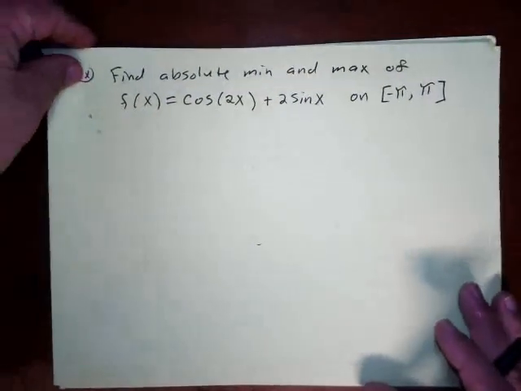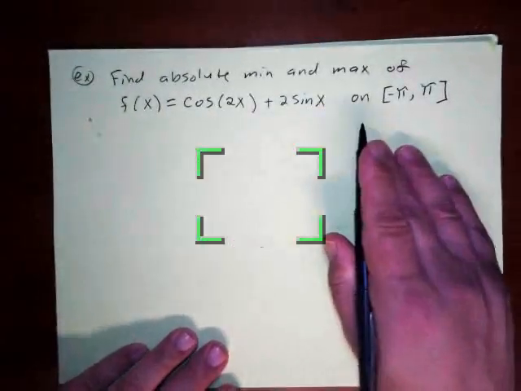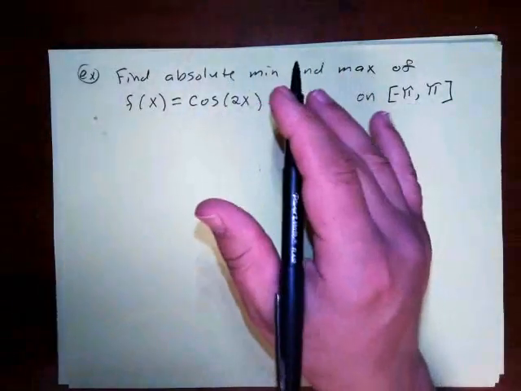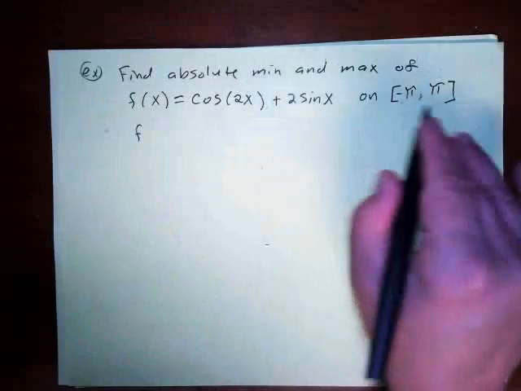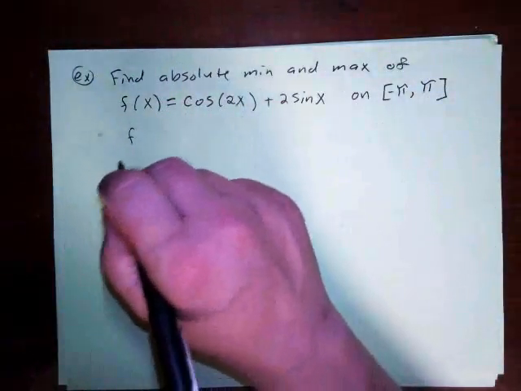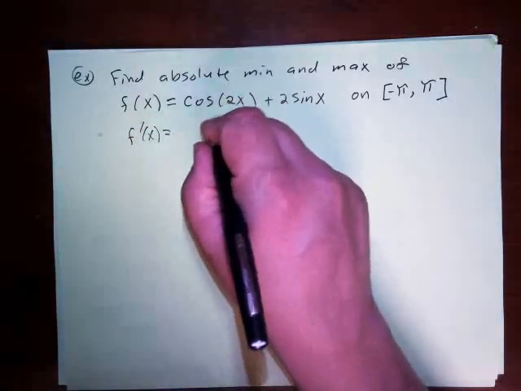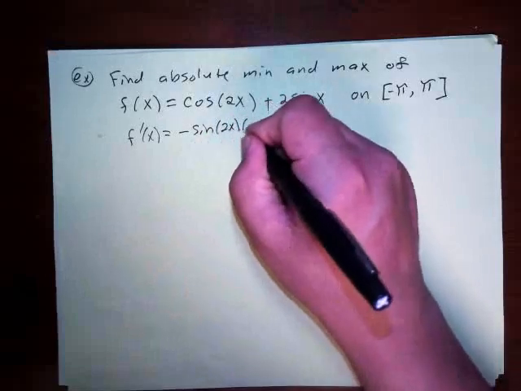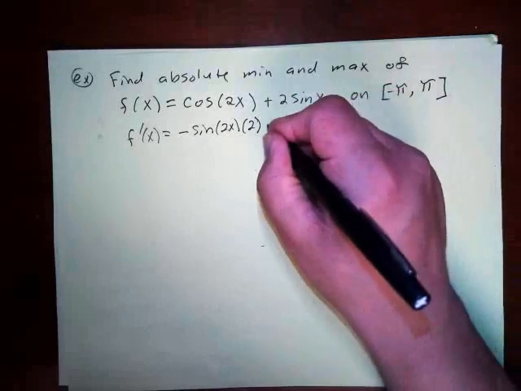It says find the absolute min and max of this function, cosine of 2x plus 2 sine of x, on negative pi to pi. Okay, so I'm gonna find the derivative here. I'm gonna find the critical points, and this is a continuous function on the closed interval. You want to check that first. And now I'm gonna take the derivative here, so f prime of x. This would be the opposite of the sine of 2x times 2, plus this would be 2 cosine x.